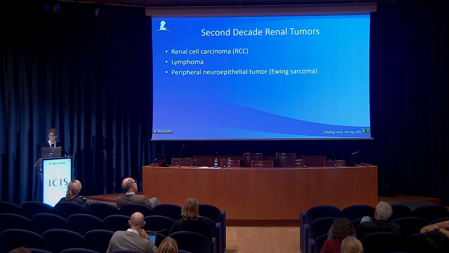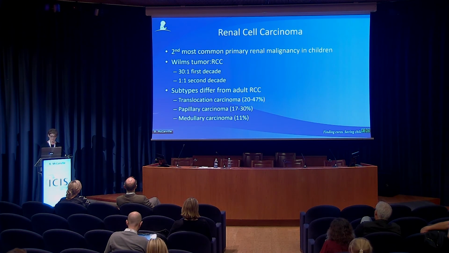So switching now to tumors that arise in the second decade, the most common are the ones that we see at our institution are renal cell carcinoma, lymphoma, and peripheral neuroepithelial tumor or Ewing sarcoma. So renal cell carcinoma is the second most common renal tumor in children. In the first decade of life, a Wilms tumor is going to have an incidence that's 30 times that of a renal cell carcinoma. But in the second decade of life, they have a 1-to-1 incidence.